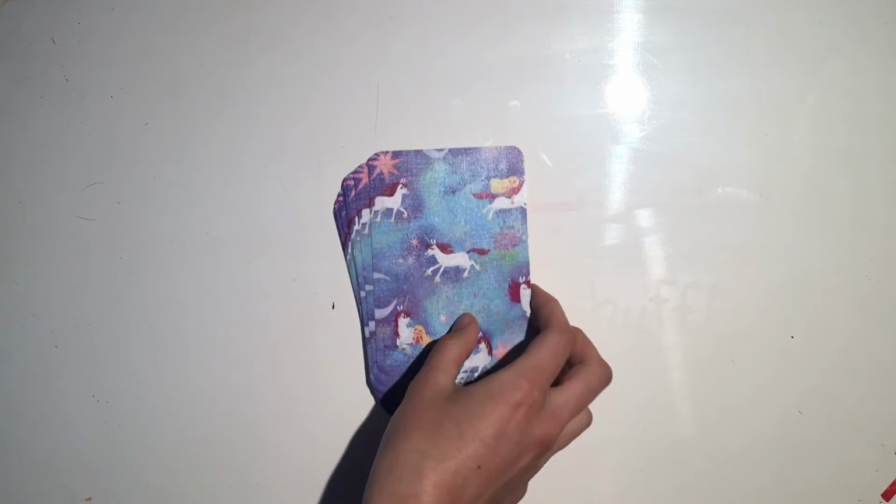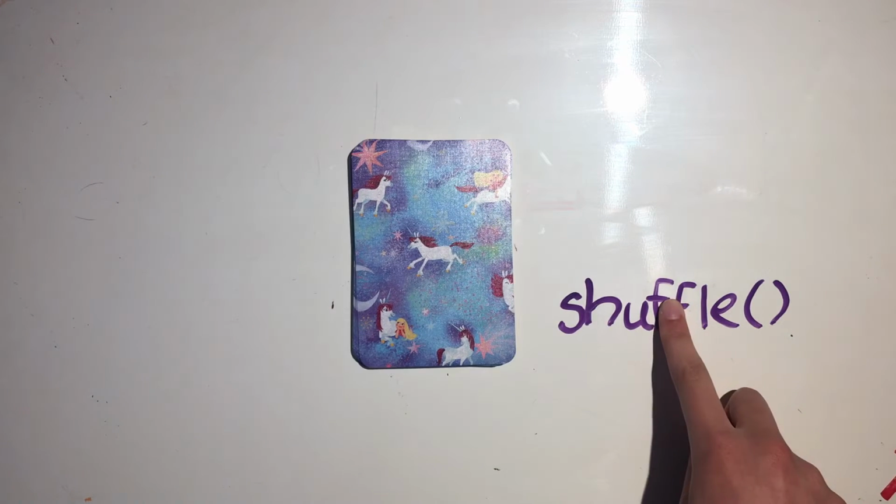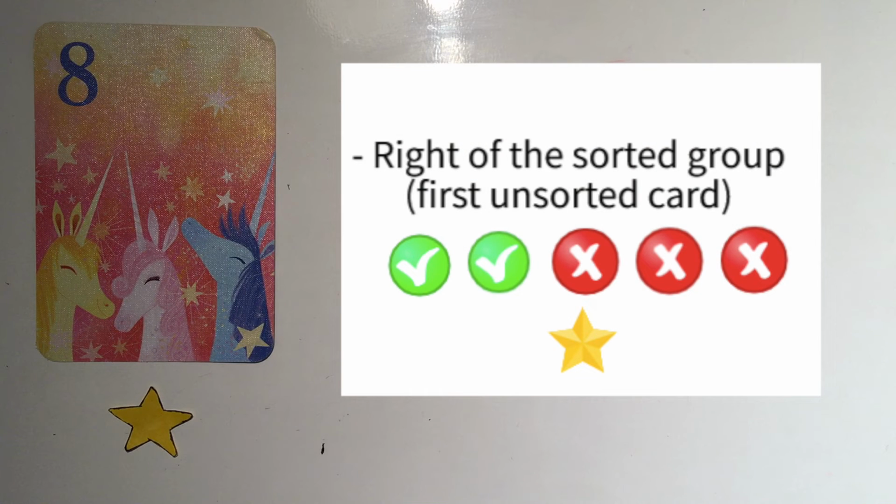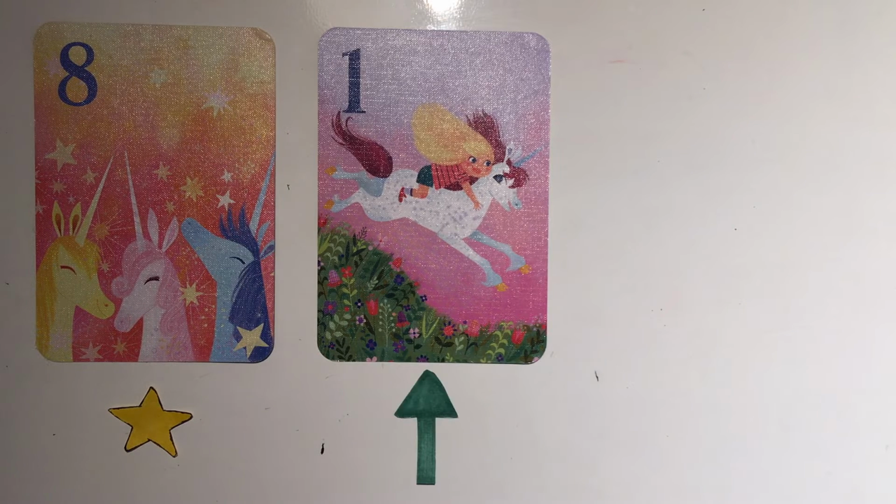This is a perfectly organized stack of cards. Now it isn't. For this demonstration, the card with the star is the card that may get swapped if a lower value is found. The star card is always the card just right of the sorted list, or the first unsorted card. The green arrow represents the minimum.